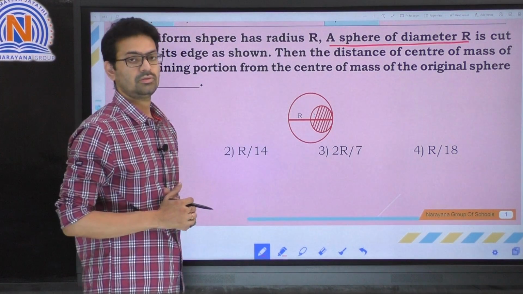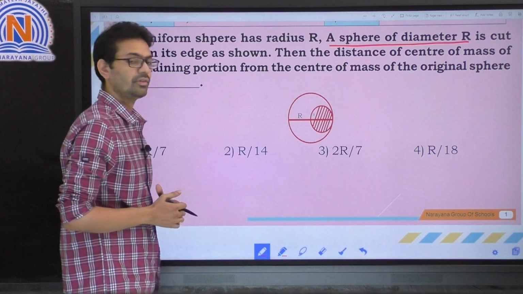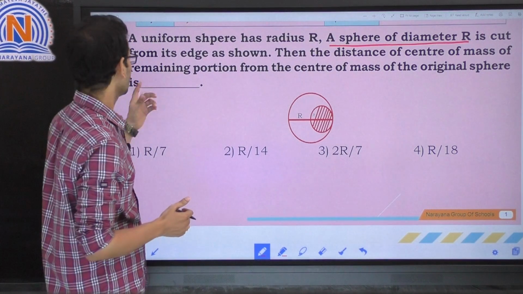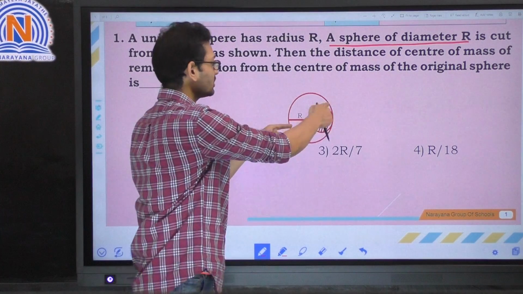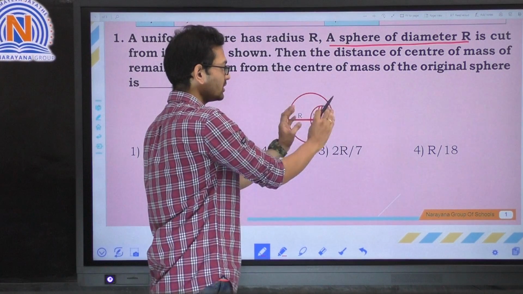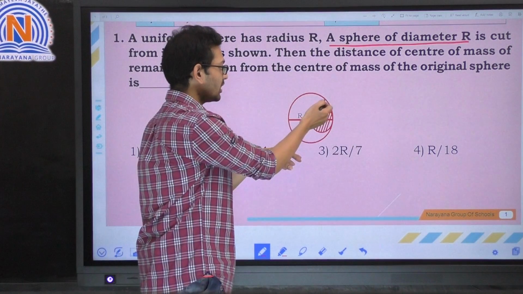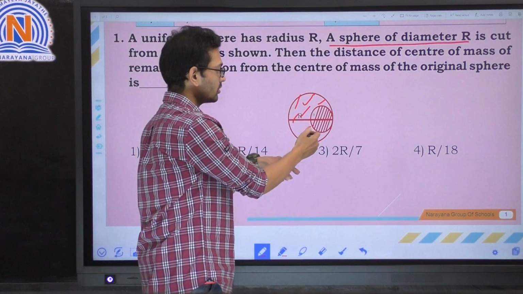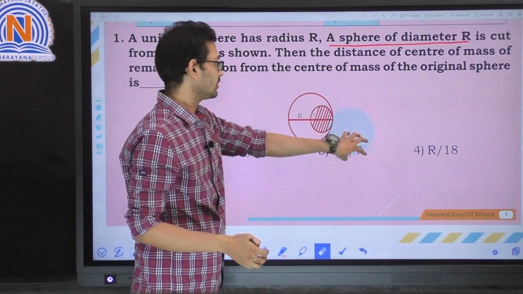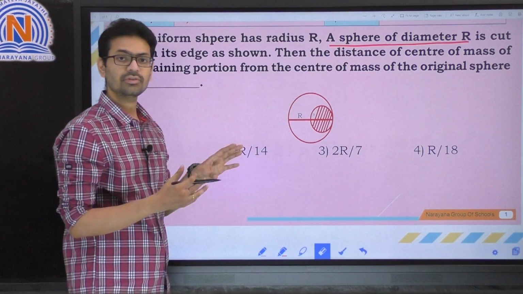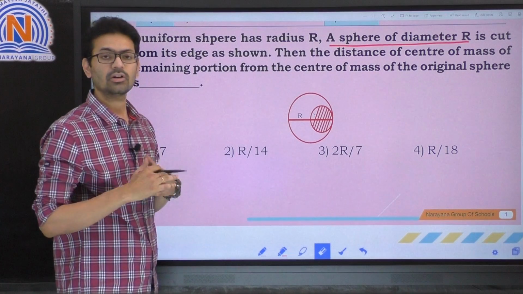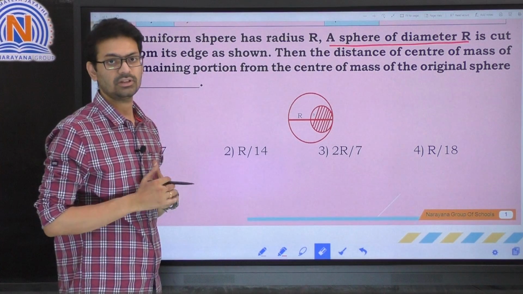So we all know that when we want to calculate the mass and it is cut from the edge like this, from r that one is removed. So only this outer part is going to be left over. When that outer part is left over, there will be a shift in center of mass. Now how is the center of mass going to get shifted is your question.